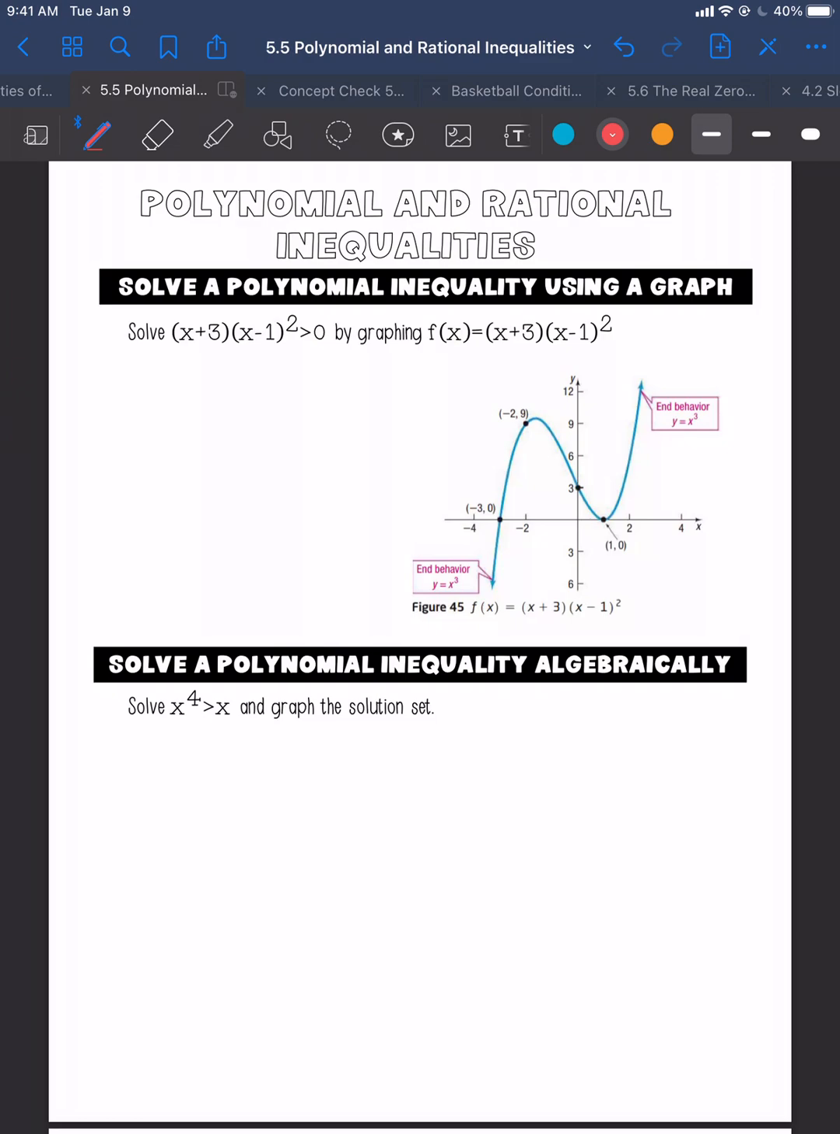In this lesson, we are going to solve polynomial and rational inequalities. So first here, we're going to start with polynomial inequalities, and we will solve by graphing and algebraically.